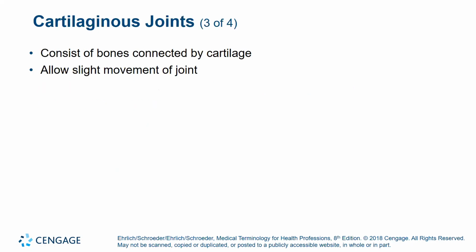We have the cartilaginous joints. These consist of bones connected by cartilage, obviously. They allow slight movement of the joint. For example, where the ribs connect to the sternum, or breastbone, these joints allow movement during breathing. That's where you'd find these joints.